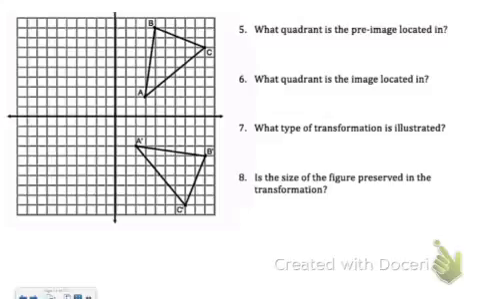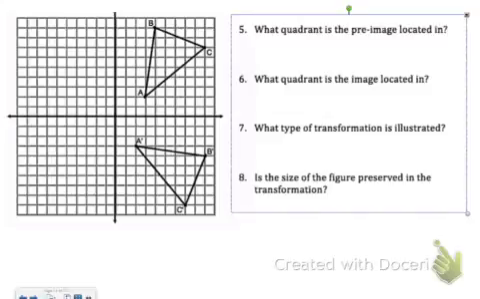So number 5 is asking us what quadrant the pre-image is located in. So we know our pre-image is the figure that has the variables for each vertex, A, B, and C, without the primes. So in this case, our pre-image is in the first quadrant. So we use Roman numerals to give the name of each quadrant. So the capital I stands for quadrant 1.